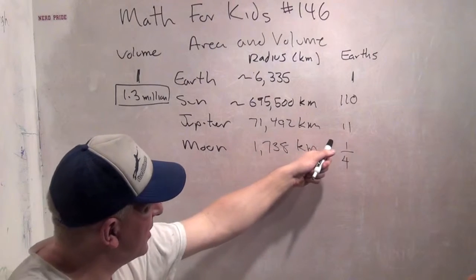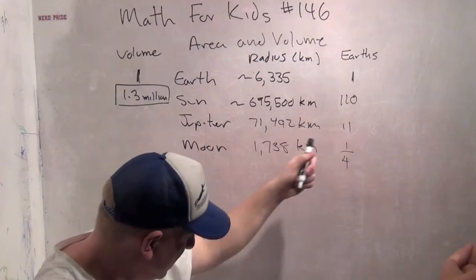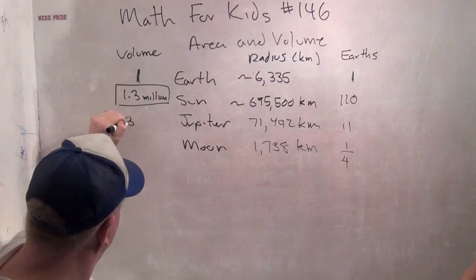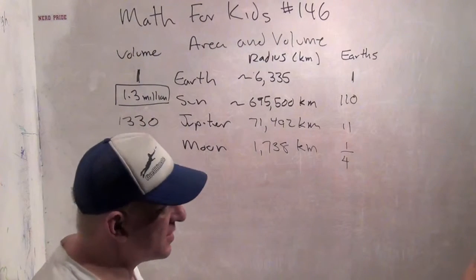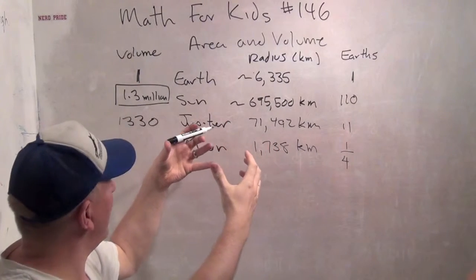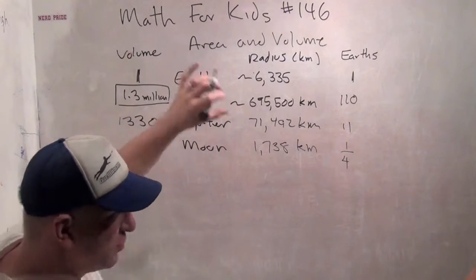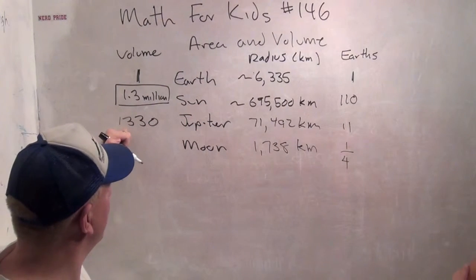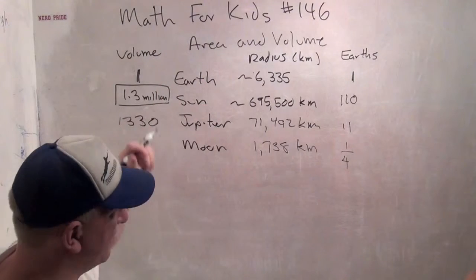Now Jupiter, the same thing. The radius is 11 times bigger. The volume is 1,330. So if I had a cup the size of the Earth and I was pouring it into a bucket the size of Jupiter, it would take 1,330 Earth pours to fill it up.